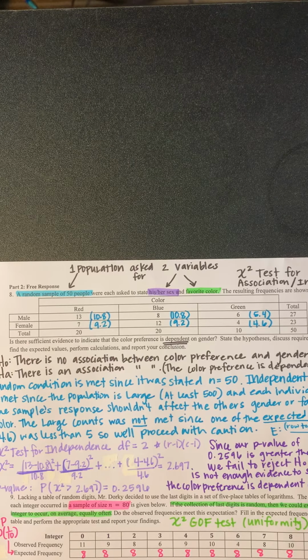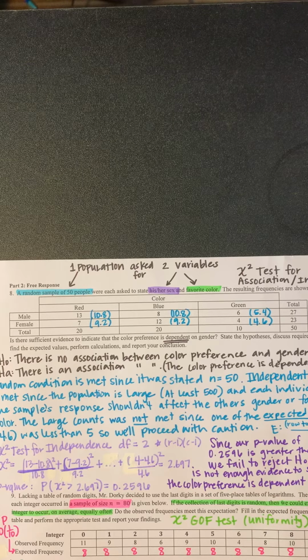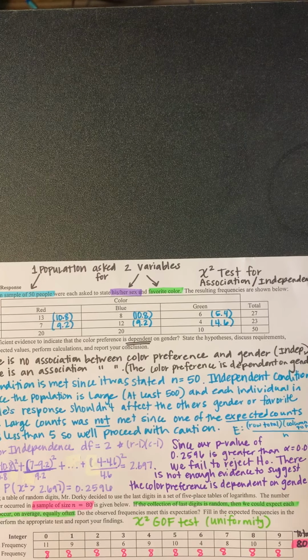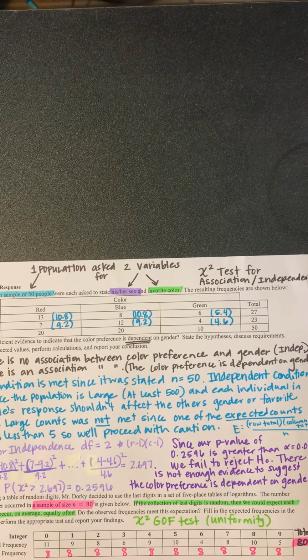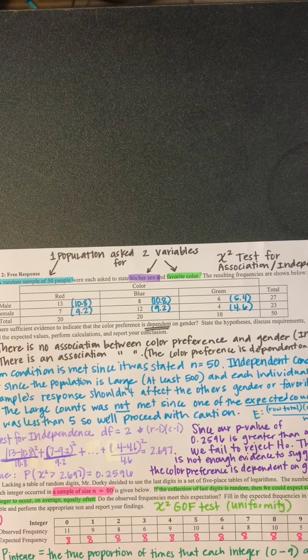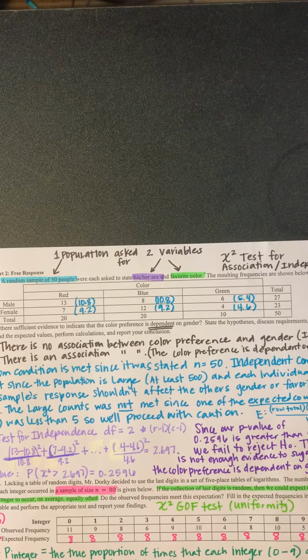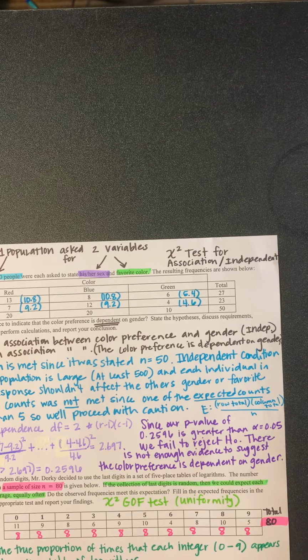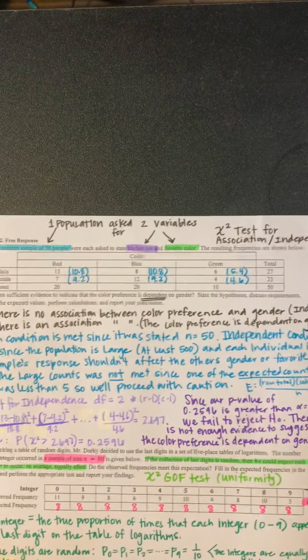There's a couple different ways that you could list your hypotheses for this one. I went with, for my null hypothesis, there is no association between color preference and gender. You could have said that they're independent variables. For Ha, there is an association between them. Just make sure that you have context for this problem. If you're saying that they are dependent on one another, you need to mention the variables. The two variables in this one were the color preference and the gender.